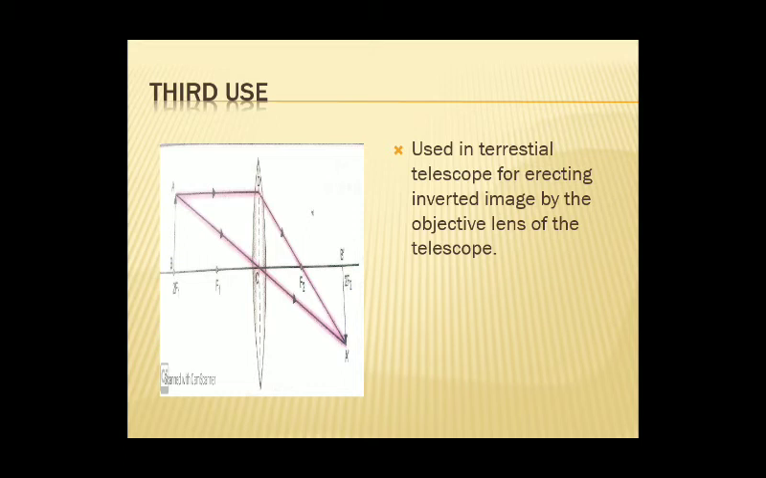In the first case, I used it as an objective lens in the telescope simply, but it is used in a terrestrial telescope for erecting the inverted image formed by the objective lens.